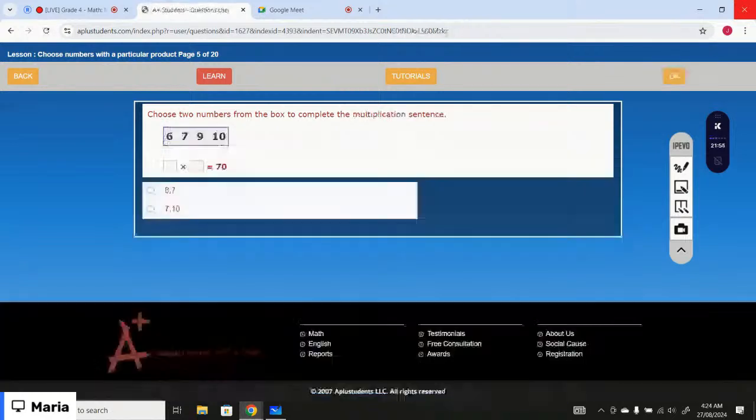Okay, the next one is choose two numbers from the box to complete the multiplication sentence. So, which is the correct option?